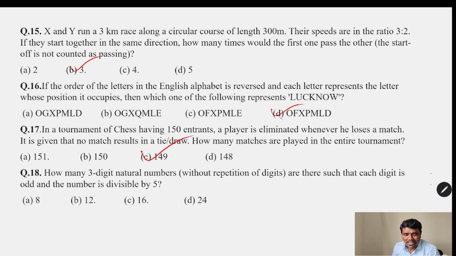Simple question. 149. No need to think anything, no need to draw any possibilities. Simply, if you are the winner, 149 opponents are there. You have to win all of them. 149 matches is over. So 149. Simple answer.